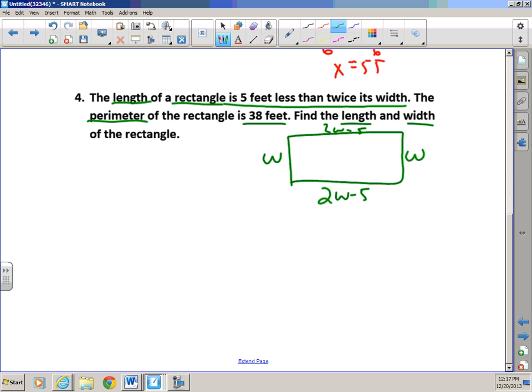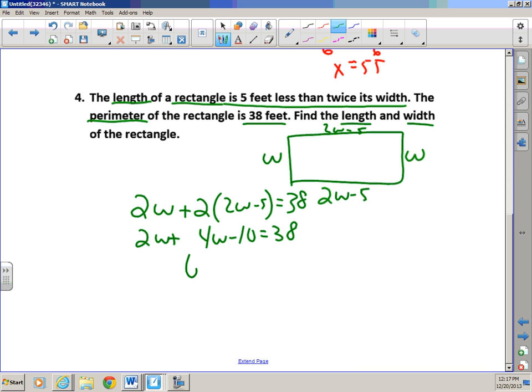The formula for perimeter is you add up all four sides. Or a shortcut, twice the width plus twice the length is equal to 38. I use my distributive property. I combine my like terms.